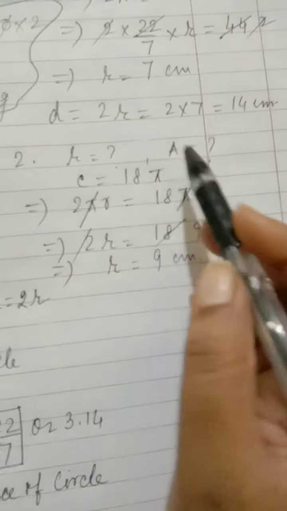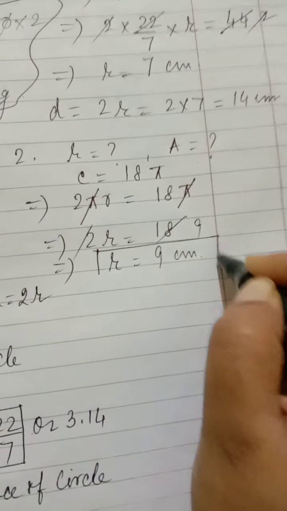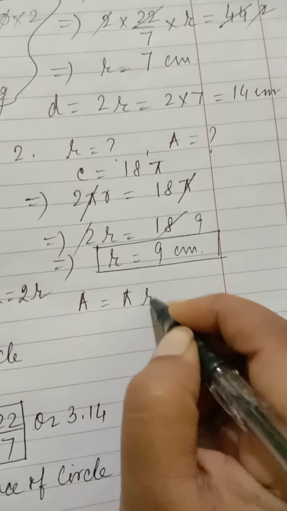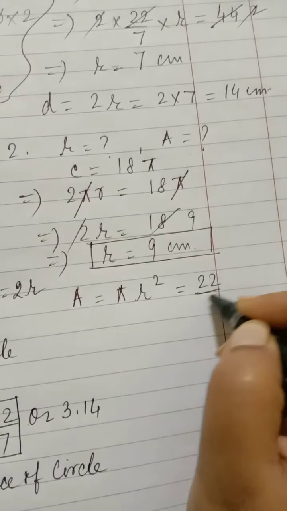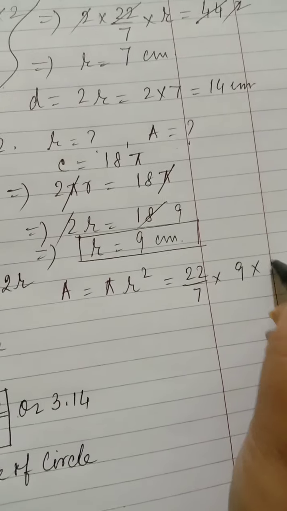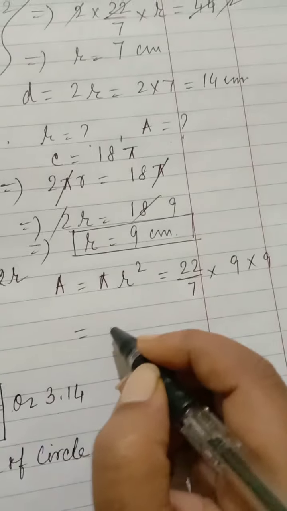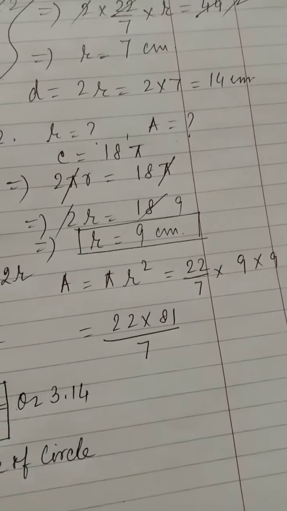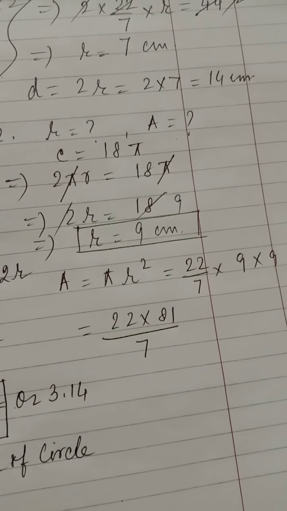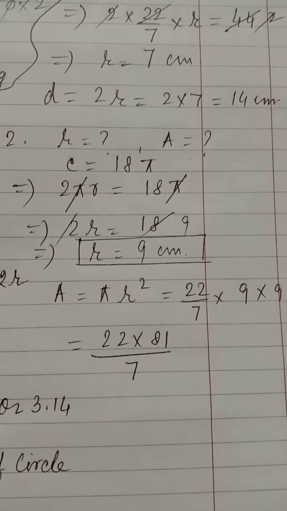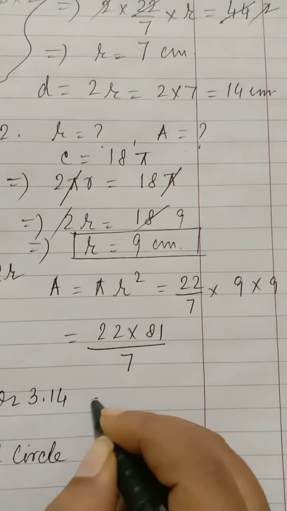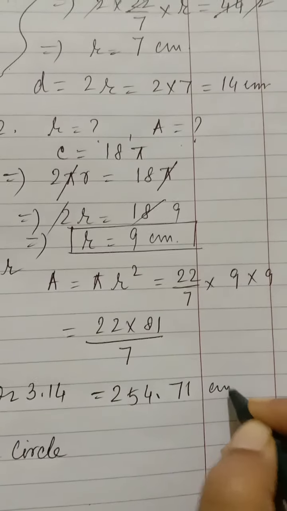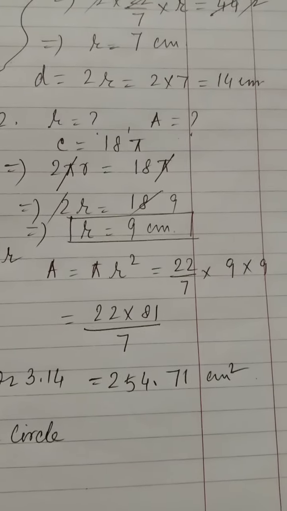Now r we got, it's 9 centimeter. Now we also have to find out the area. So area equals pi r square. So pi 22 by 7, r 9 into 9. Here nothing we can cancel. So 22 into 81 by 7. We have to do the calculation of it. So if we calculate, we will get 254.71 centimeter square. You can also write it in terms of a fraction.